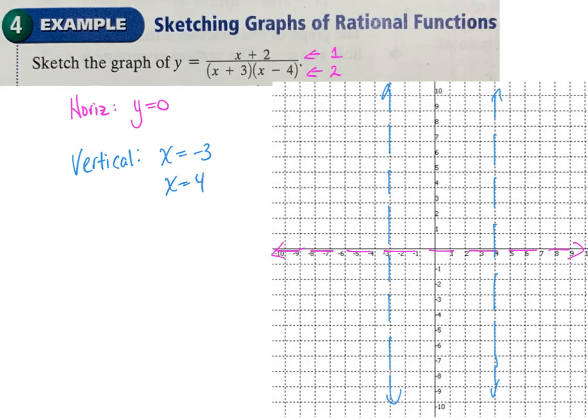And we're gonna do more things going forward to figure it out, but right now we're just gonna pick some points. So if I pick a point over here, let's say, and I would probably pick not a huge one, but let's say I pick -5. If I have an x value of -5, that's (-5 + 2) over (-5 + 3)(-5 - 4), all right? Where is that guy gonna be? He's gonna be positive or negative, by the way.